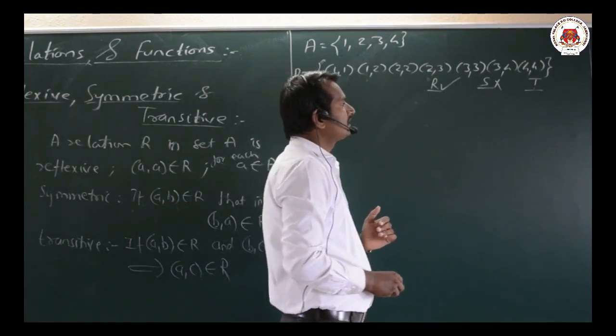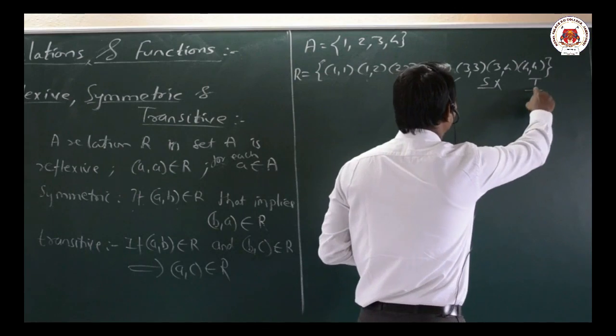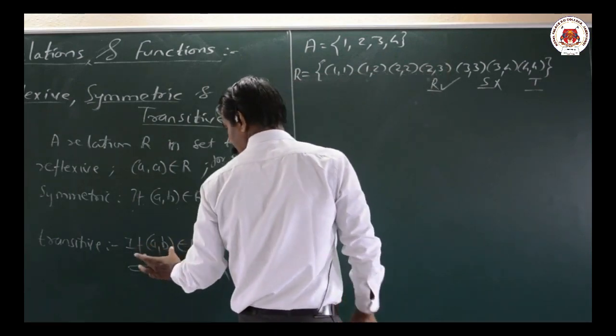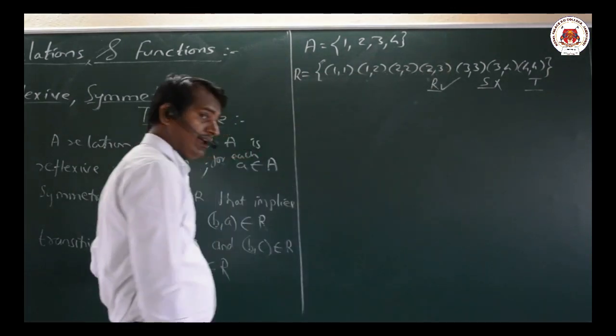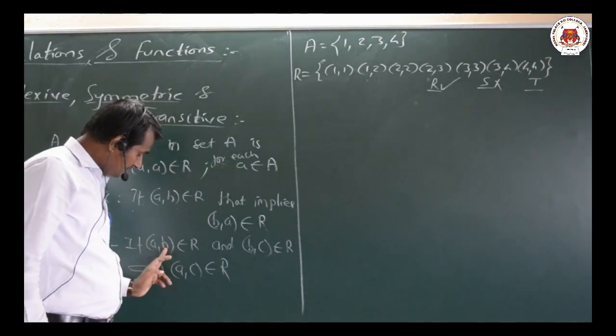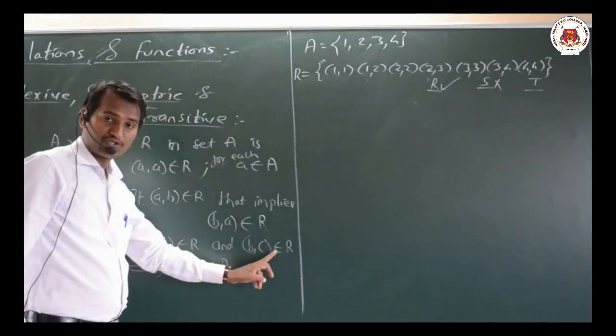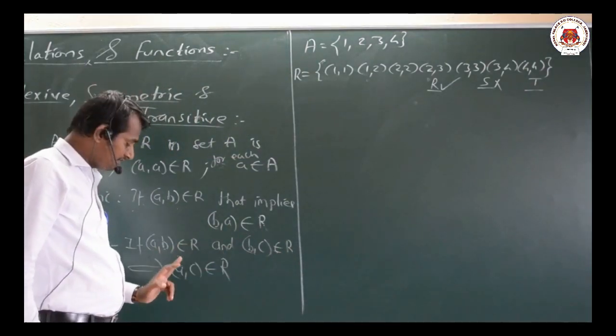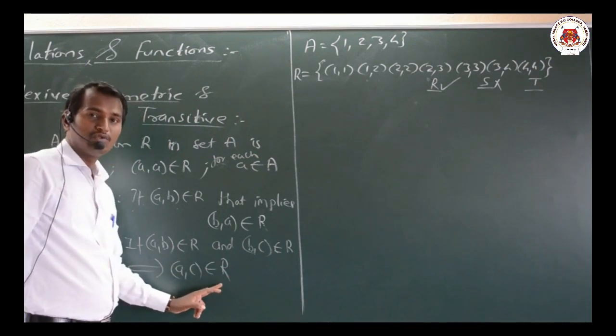Next one comes transitive. Transitive means, if suppose we have (a, b) and we have one starting with the end one, that is (b, c) belongs to R. Both should be there. Then only we say that (a, c) belongs to R.